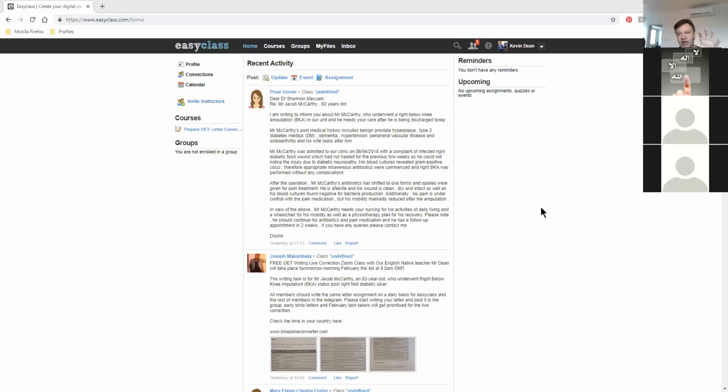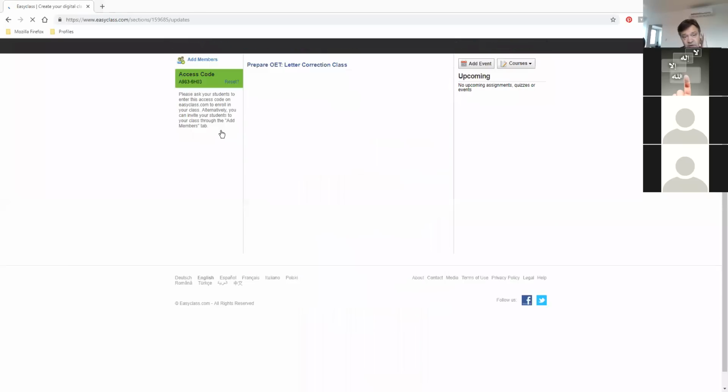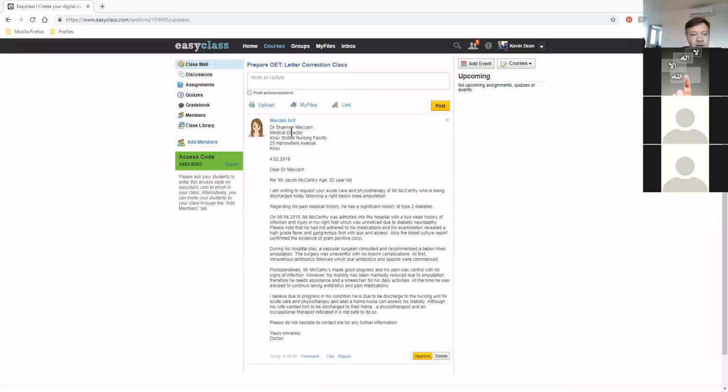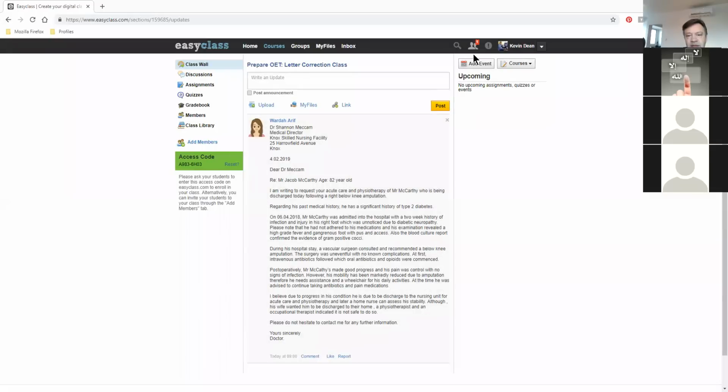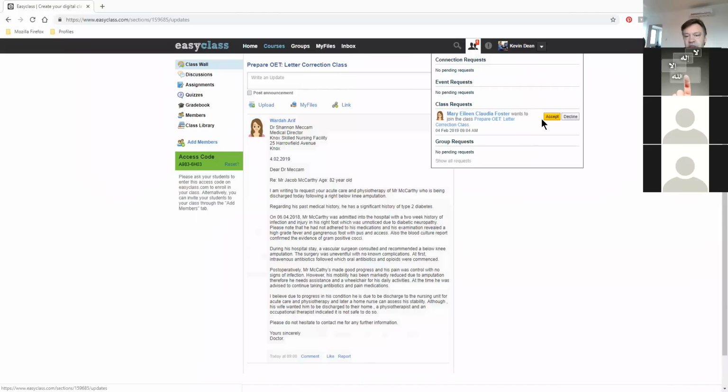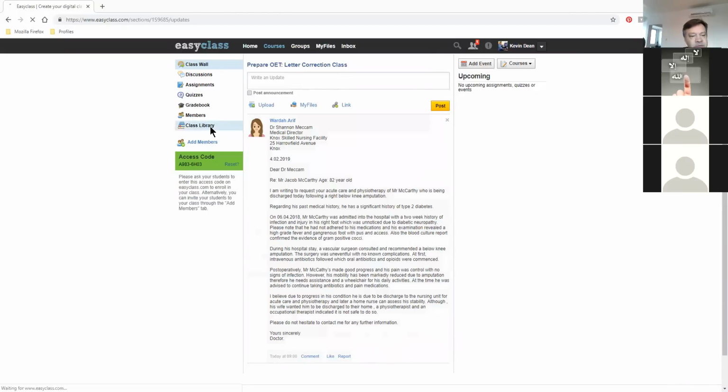So when you come to sign up to Easy Class, it'll have a members thing. It'll say sign in and students, you enter the access code. That'll take you here to our group, Prepare OET letter correction and class. Now somebody's posted here. I'll just approve that. Somebody wants to join. Okay, I'll take a look at that.